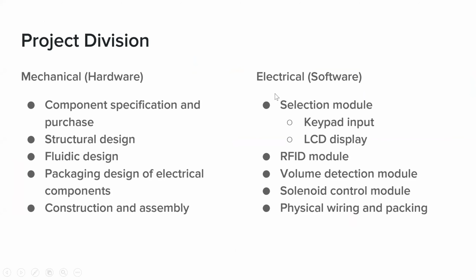So we divided our project into 2 main sub-teams, mechanical and then electrical and software. We decided that the mechanical team would cover mainly the component specification and purchases, structural design, fluidic design, packaging design of electrical components, and construction and assembly, whereas the electrical team would focus on selection modules such as keypad input, LCD display, the RFID module, the volume detection module, solenoid control module, and physical wiring and packaging. Now I'll hand it off to my teammate to talk a little bit more about the mechanical aspect.